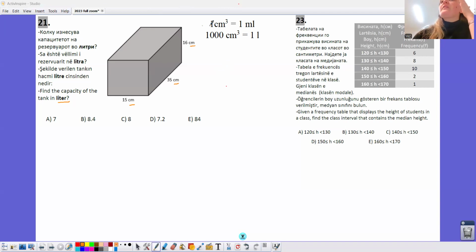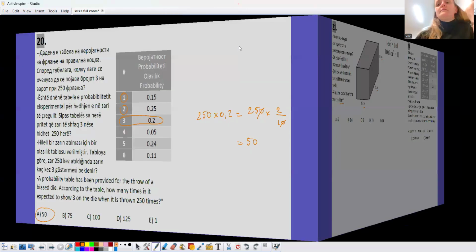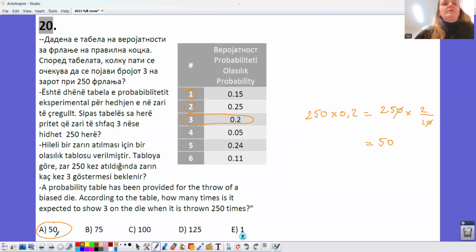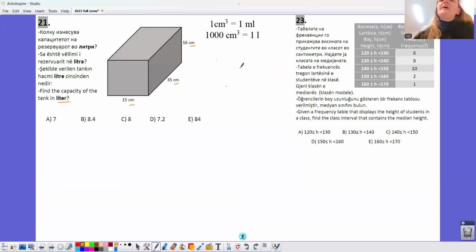We need to remember that 1 centimeter cube is equal to 1 milliliter. So 1000 centimeter cube will make 1 liter. Firstly, let's find the volume. The volume of a 3D shape, especially prisms, is found by multiplying all the 3 dimensions that are given to you: 15 times 35 times 16.